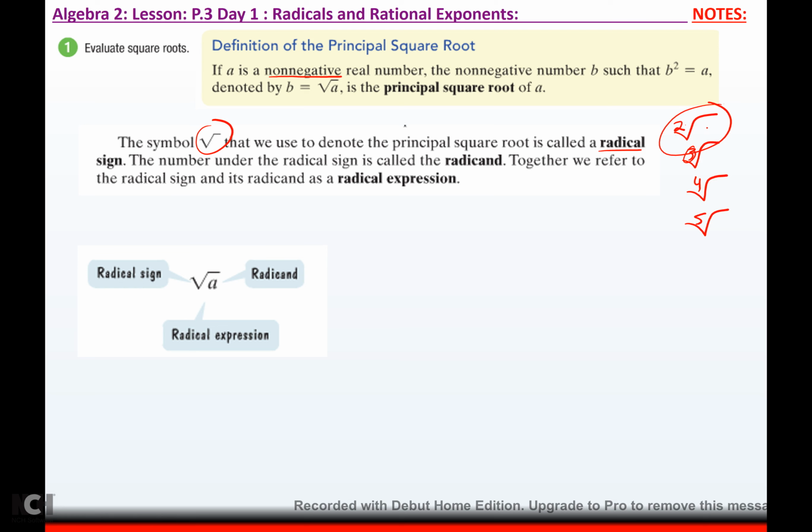The number underneath, if that was, say, a 5, the 5 would be called the radicand. Together we refer to the radical sign and its radicand as the radical expression. So you call these radicals, not square roots anymore. That's your radical sign, your radicand is a, and the whole thing is called your radical expression.